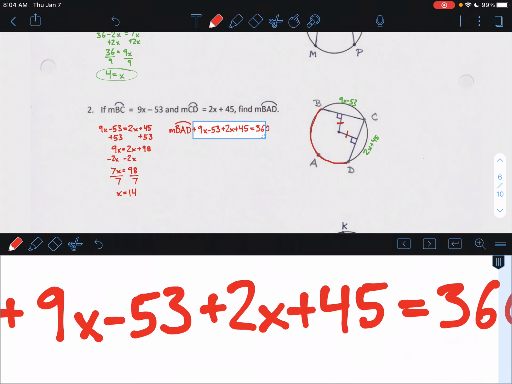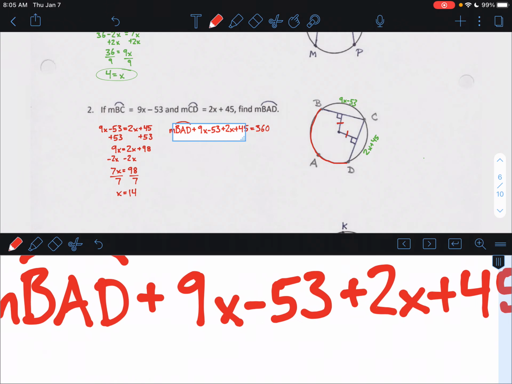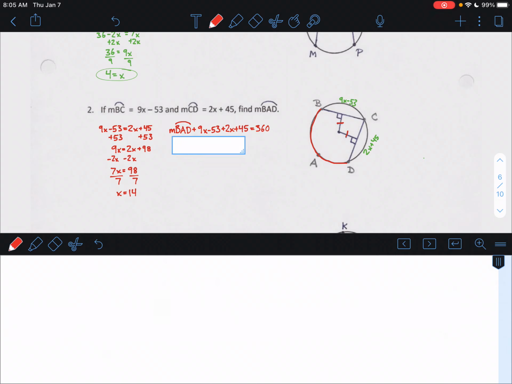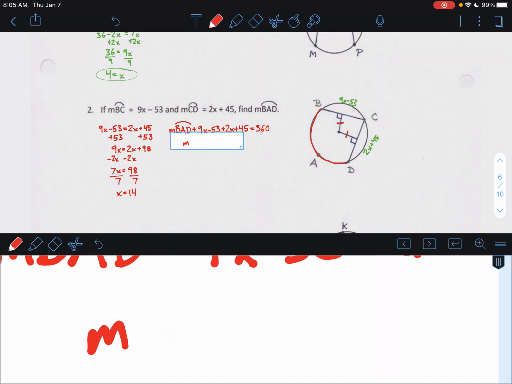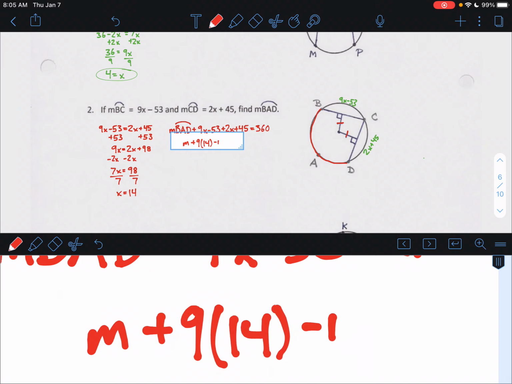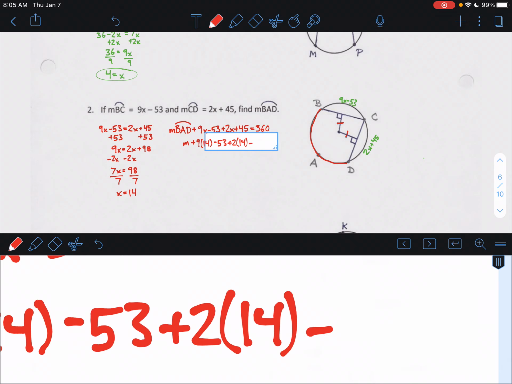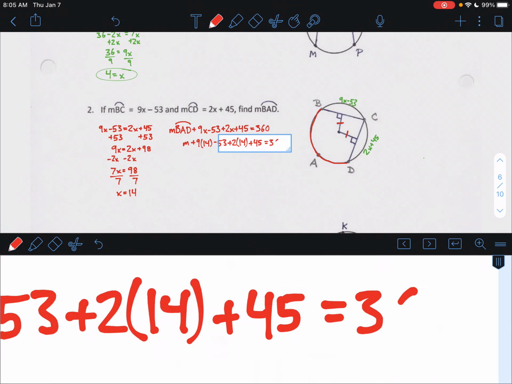So I'm going to, well, actually, I know x equals 14, so that's going to be my first step. And instead of writing all that MBAD, I'm just going to abbreviate it to M. So M plus 9 times 14 minus 53 plus, not 2x, because I know x is 14, plus 45 equals 360.